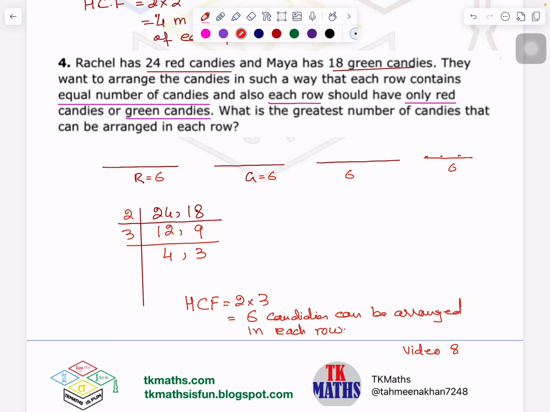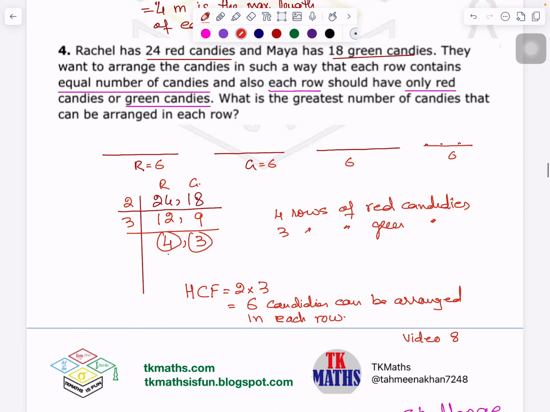Okay, what is the meaning of this 4 and what is the meaning of this 3? 24 were red candies and 18 were green candies. It means there will be 4 rows of red candies and there will be 3 rows of green candies. So if the question asks you one more thing, how many rows of green candies and red candies you can make, this is the way you will explain. I hope you understood. Now let's see this question.